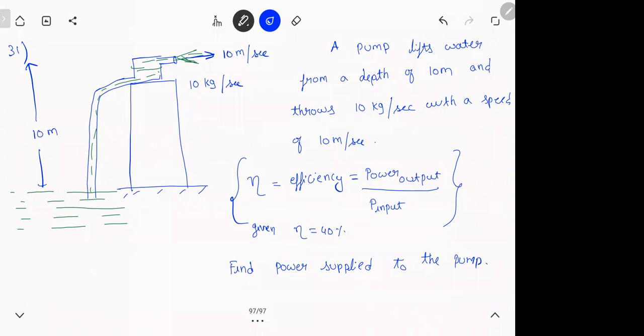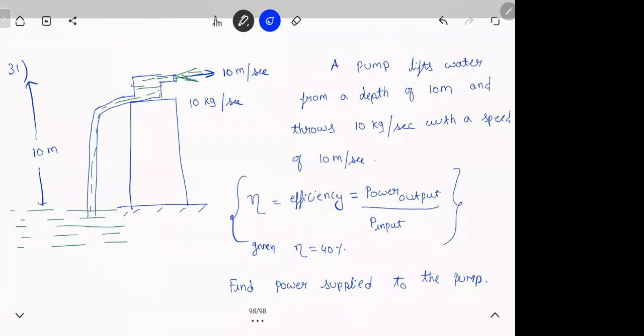Let's see. First thing, you're lifting how much water per second? Potential energy per second will be mass per second into gravity into height. So that is 10 kgs of water per second. Gravity is 10, height is also 10. So you get 1000 joules per second. So every second, just to lift the water, you have to provide this much energy.